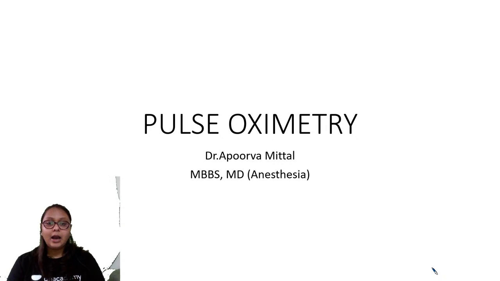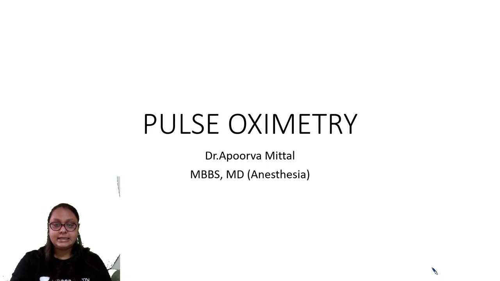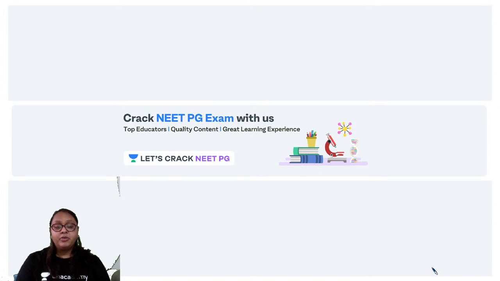And today we'll be discussing pulse oximetry. Before this, we have already discussed how oxygen is transported in the blood. So regarding that, now we'll study pulse oximetry, which is a very important monitoring in anesthesia. According to the ASA guideline, every patient who is requiring anesthesia should be monitored for saturation by pulse oximeter. So it is a basic monitoring in anesthesia according to the American Society of Anesthesiologists guidelines.